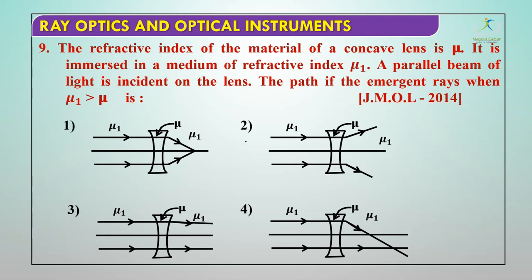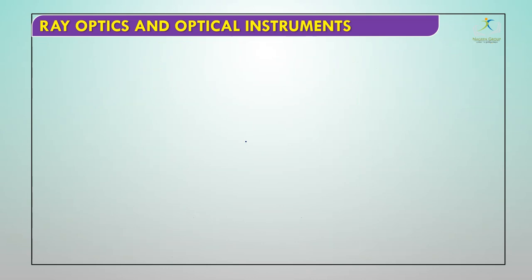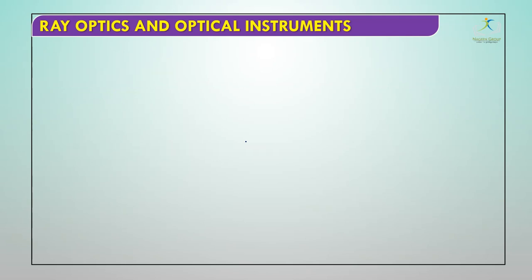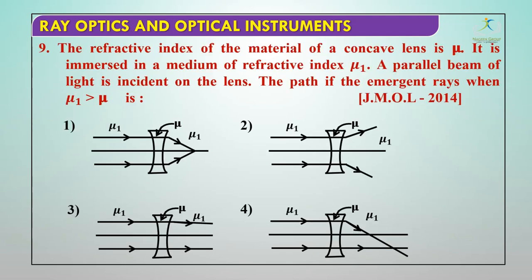So the medium is actually changing. If the medium is the same, then from basic knowledge we can say the lens is a diverging lens. But here the medium is changing. For that scenario, mu1 is greater than mu and the ray is allowed to move away from the normal. Because of that, we have the first option. So let's quickly see that particular thing.